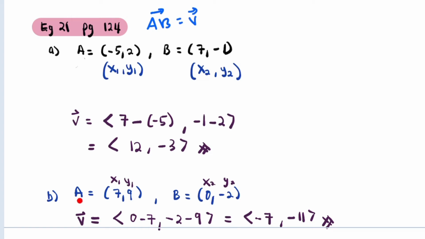Now let's do question B, where you have A (7, 9) and B (0, -2). So now let's take component of B minus component of A. So you have v, open up the bracket, 0 minus 7, comma, -2 minus 9. So let's solve for this. This is (-7, -11).